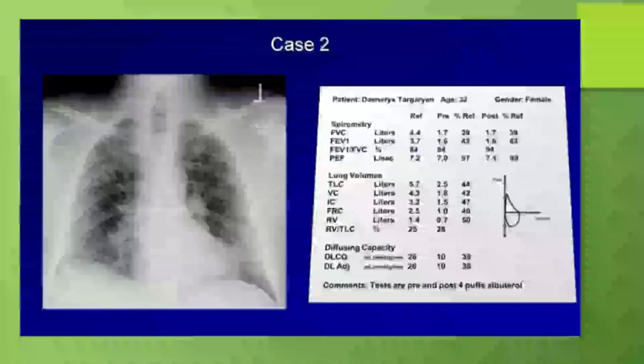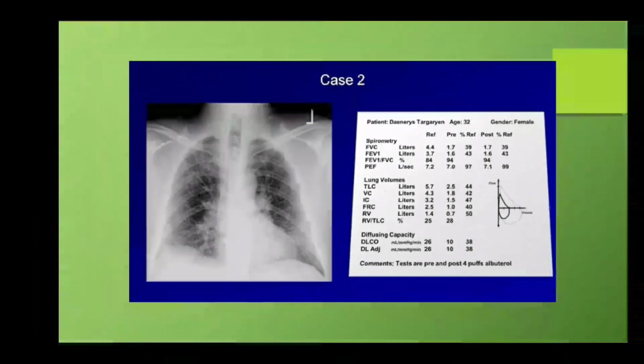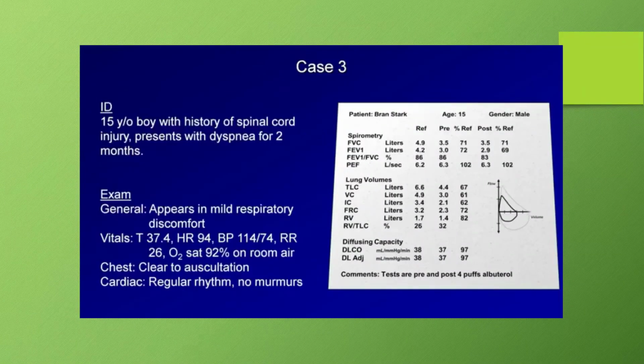How can we say that the patient is suffering from interstitial lung disease? Now you look at the DLCO value. You can see that the patient's reference value is 26 and DLCO is 38. So we can say that the patient is suffering from interstitial lung disease. Now come to case number 3.